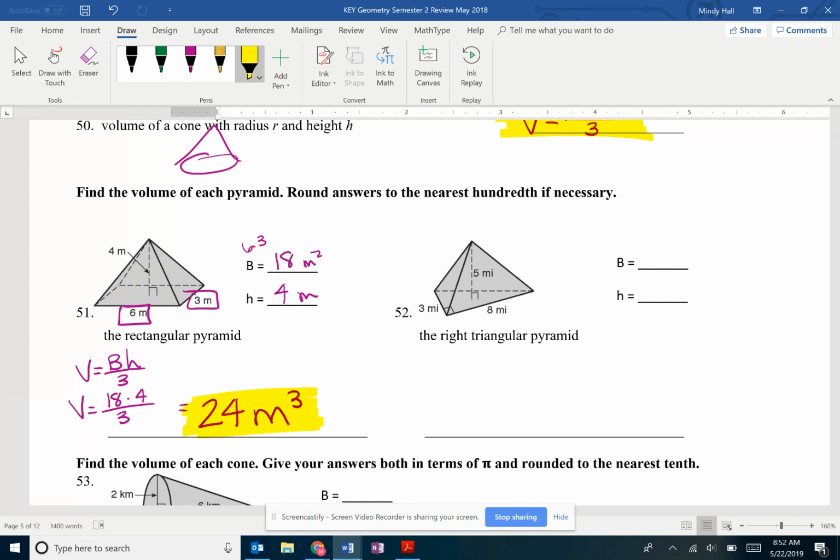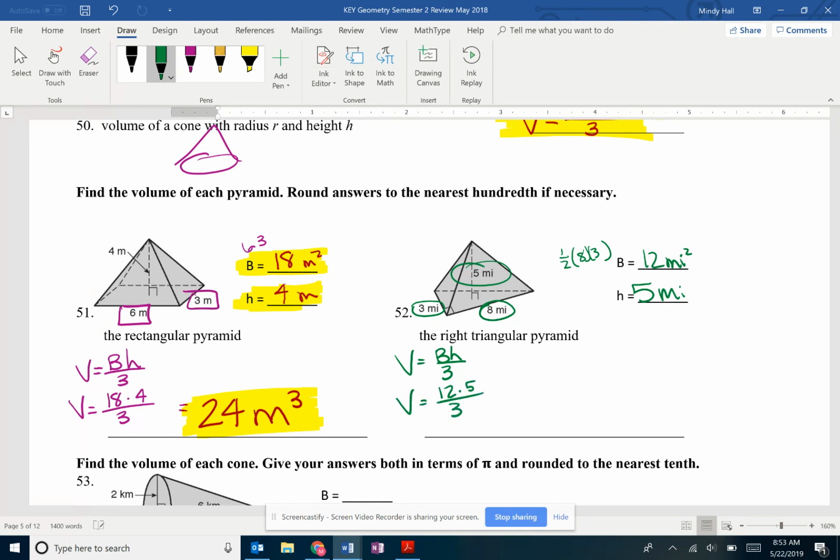Okay. For this one, the right triangular pyramid, and actually I'm going to highlight these two because these are important. So with the triangular pyramid, my base area is going to be 1/2 base times height because it is a triangle. So 1/2 base would be 8 and the height would be 3. And that would give us 12 miles squared. And then our height is going to be the 5. So when we plug into volume, it's still base area times height divided by 3. So that'd be 12 times 5 divided by 3.